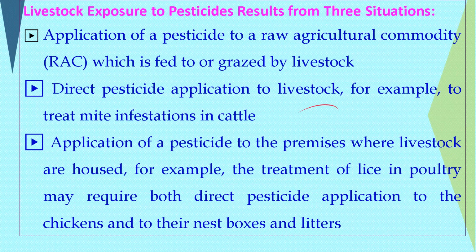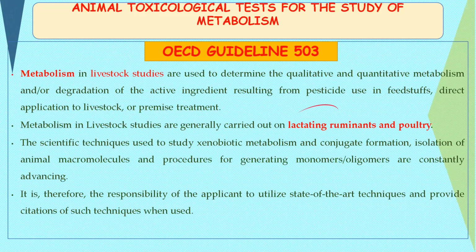And the third is application of pesticides to the premises of the livestock household. For example, treatment of lice, especially in the poultry shed, and also tick treatment in cattle directly to the manger, etc., and to the chickens' nest boxes and litters, because it's a menace, especially ticks and mites. They are a very big menace to the livestock and poultry industry. Hence, it is very important to estimate pesticide residues, and this situation arises.